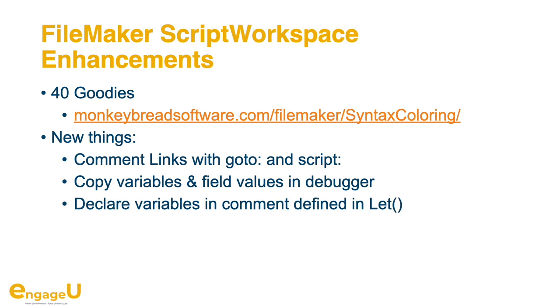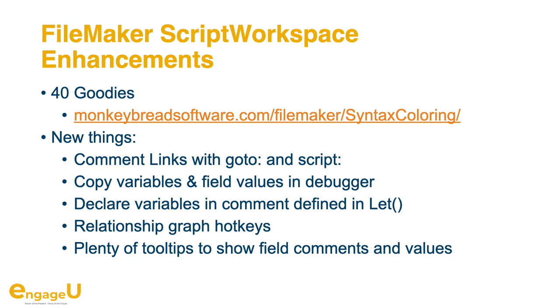You can declare variables in a comment, so our variable check can look for whether you define the variable, and to not get an alert for a variable defined in that statement, you can tell the plugin that there's a new variable. You get hotkeys for the relationship graph on Mac, so you can directly do the alignment with keys. And we have a lot of tooltips to show you the field value and the comment in the script workspace or in the calculation.